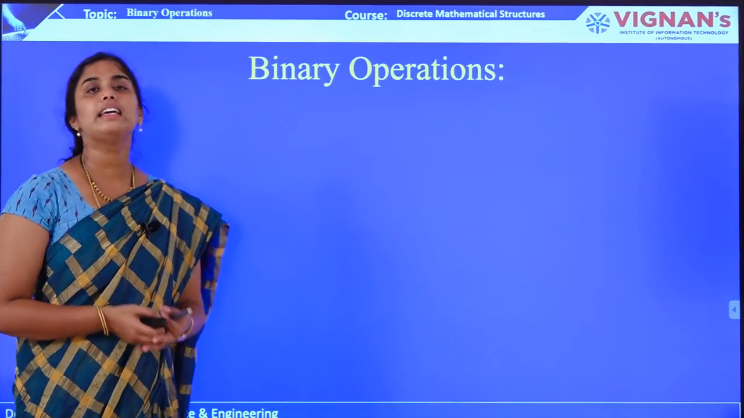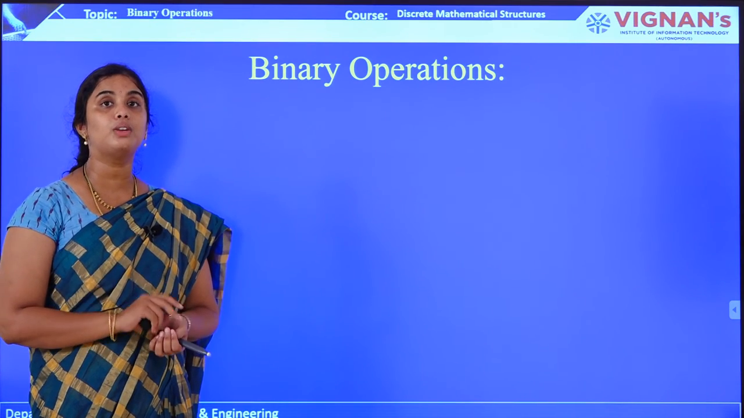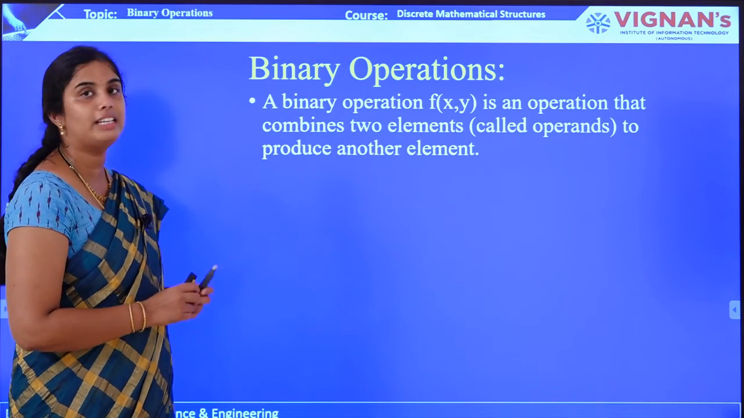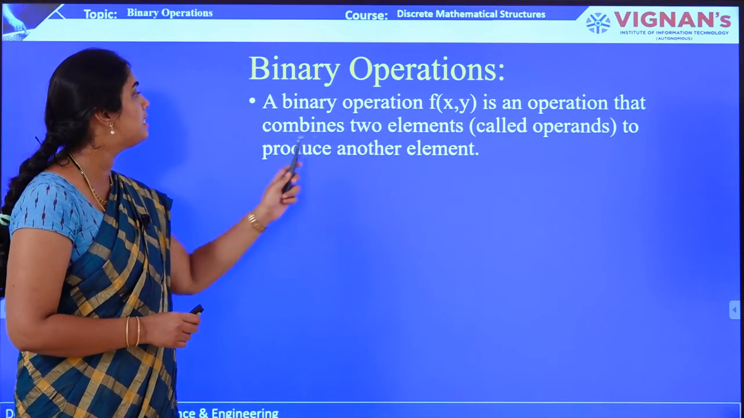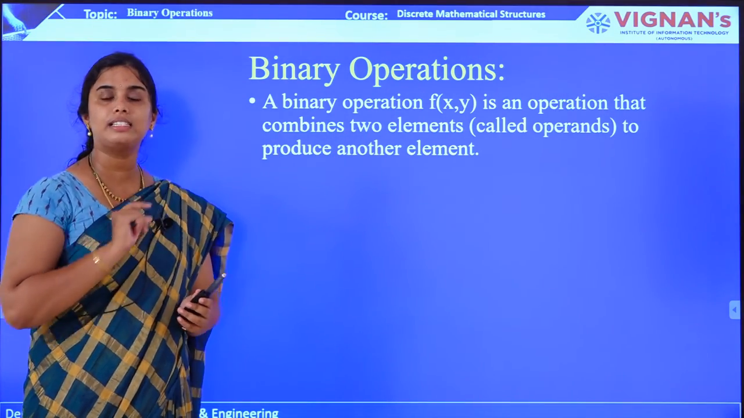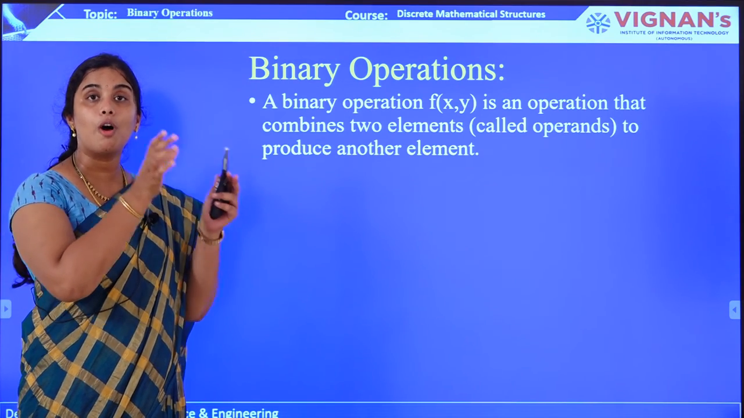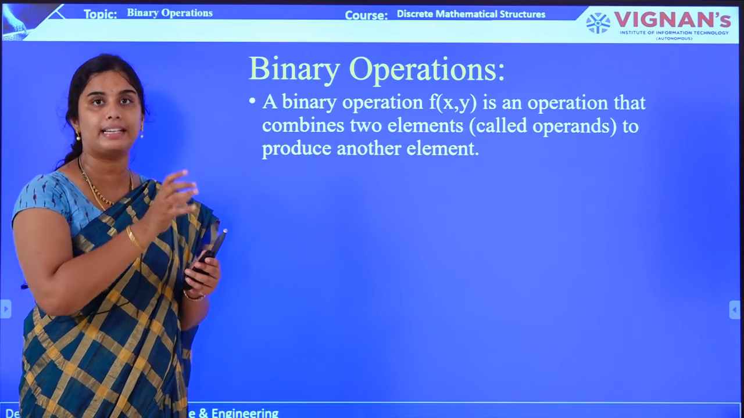Firstly, before going into all these contents, we need to learn what exactly a binary operation is. When coming to the definition, a binary operation is an operation that combines two elements to produce another element. Binary, what is this term binary? Binary means two terms. So, combination of two terms using some operator is called the binary operation.